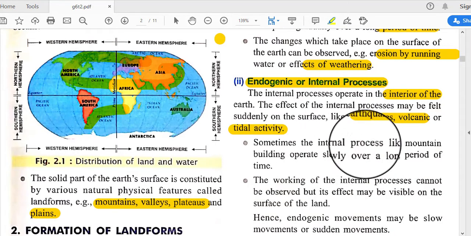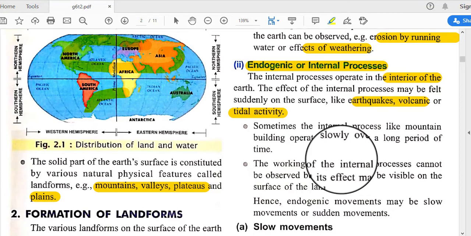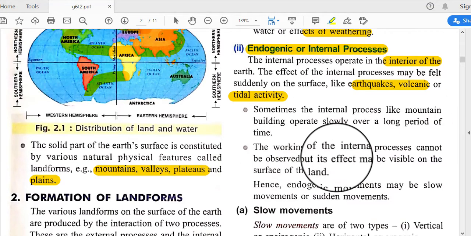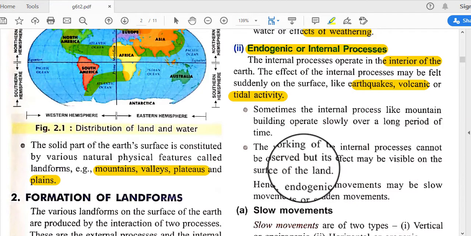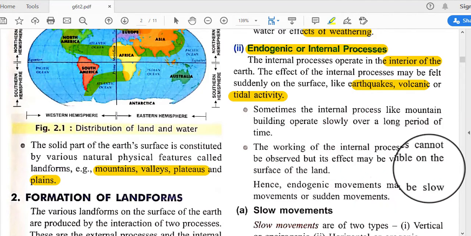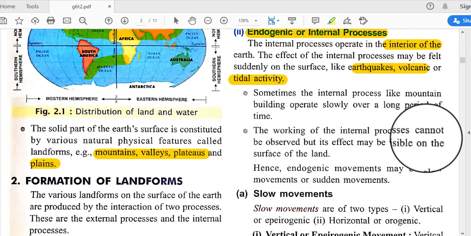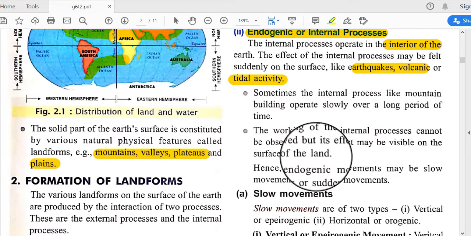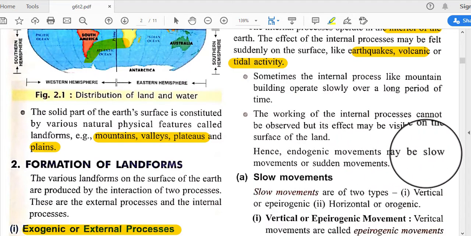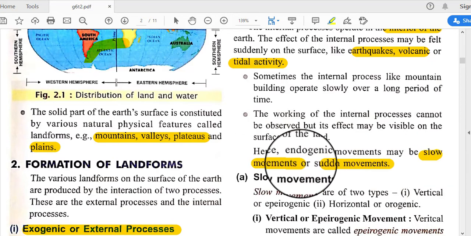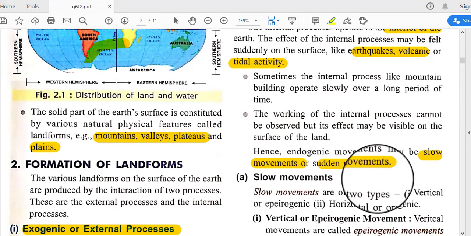Sometimes the internal process like mountain building operates slowly over a long period of time. The working of the internal processes cannot be observed, but its effect may be visible on the surface of the land. We cannot see the internal effects, but we feel the effect of these internal processes. Hence endogenic movement may be slow movement or sudden movement, and this endogenic process may occur slowly or suddenly.